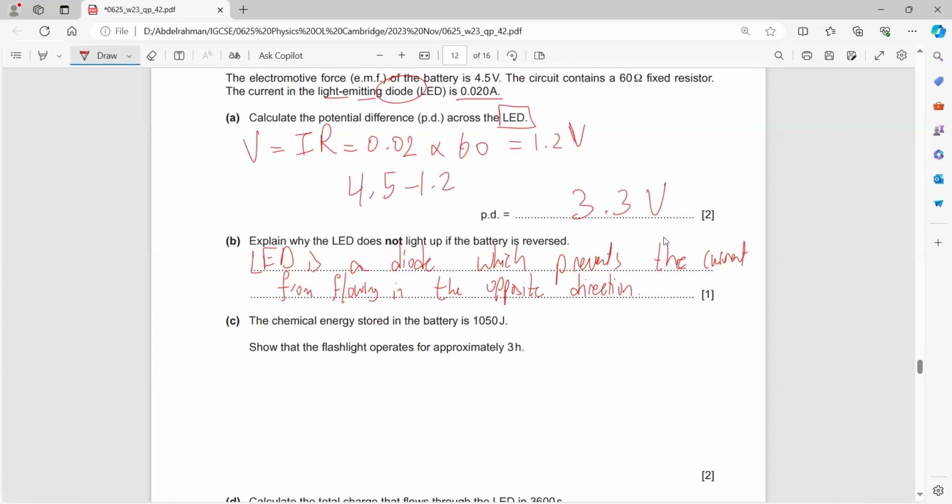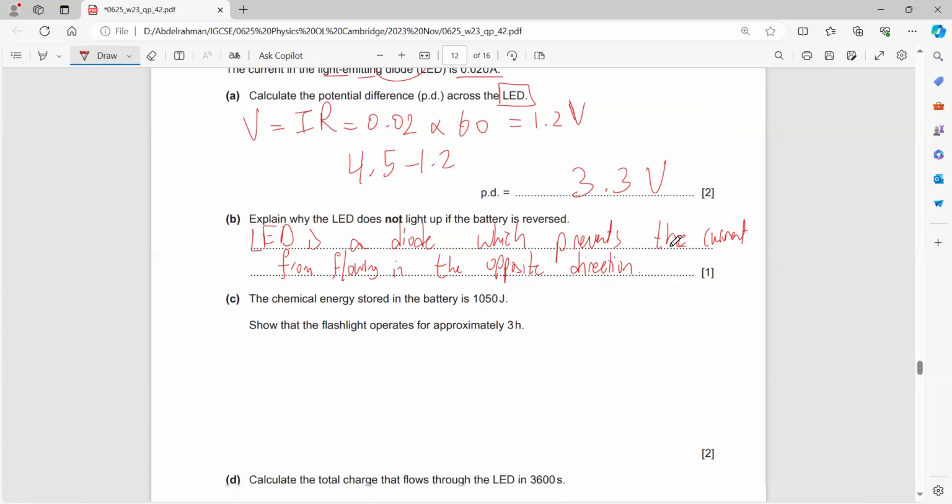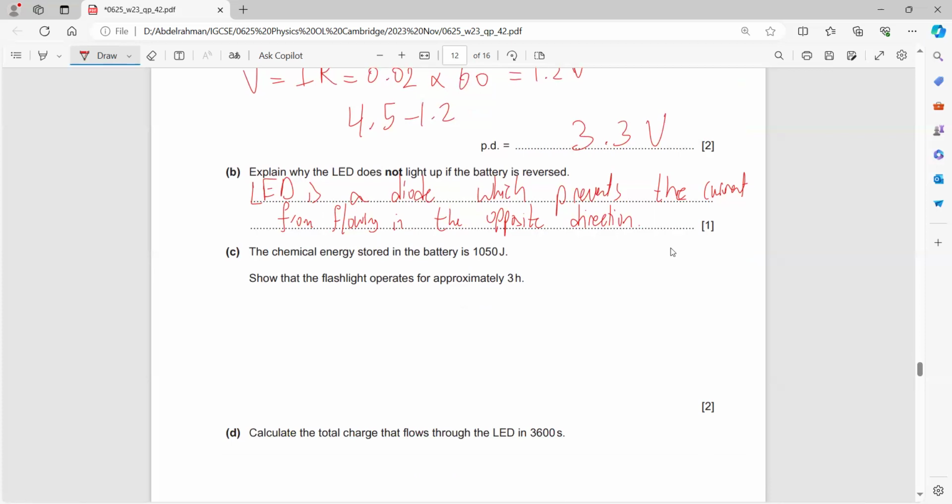But what is the power? You don't have the power. Exactly. Oh, or you can find the power. You can actually find the power. What is the power in the electrical circuit? P equals VI.